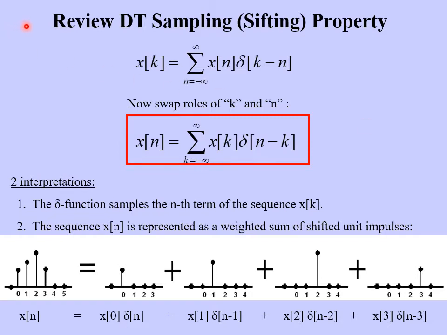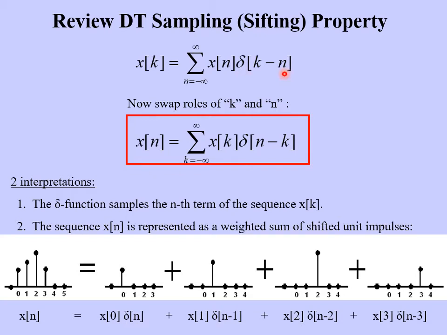So let's just quickly again review the discrete time sampling or sifting property. It said that x of k, in other words, the kth value of a sequence x of n, is given by the sum over all n of x of n times a delta function of k minus n.